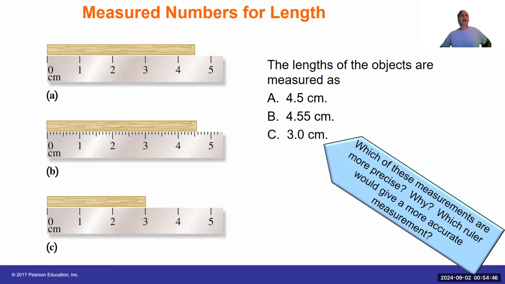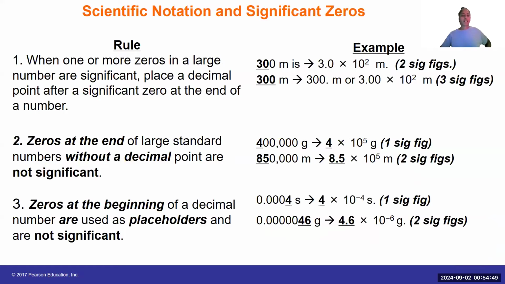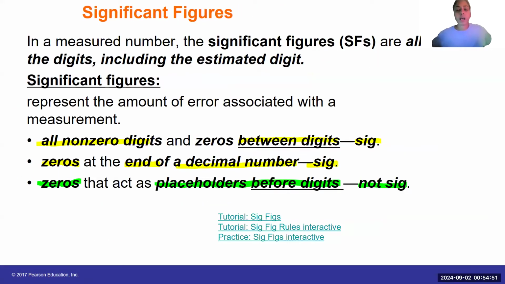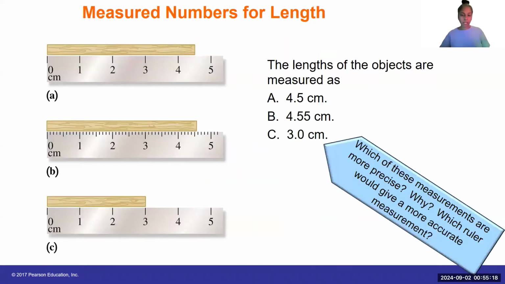So how do you determine what significant figures are in a given value? Once again, folks, these blue links here are clickable in your presentation that you have posted on Top Hat. So, what is a significant figure? It is a measured number, and the significant figures are all the digits, including the estimated digit. So, if we go back here, how many significant figures would you say is in this value?